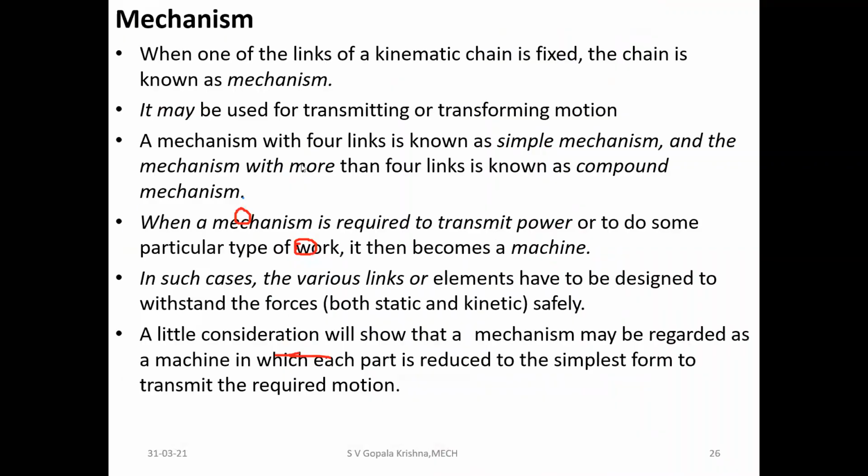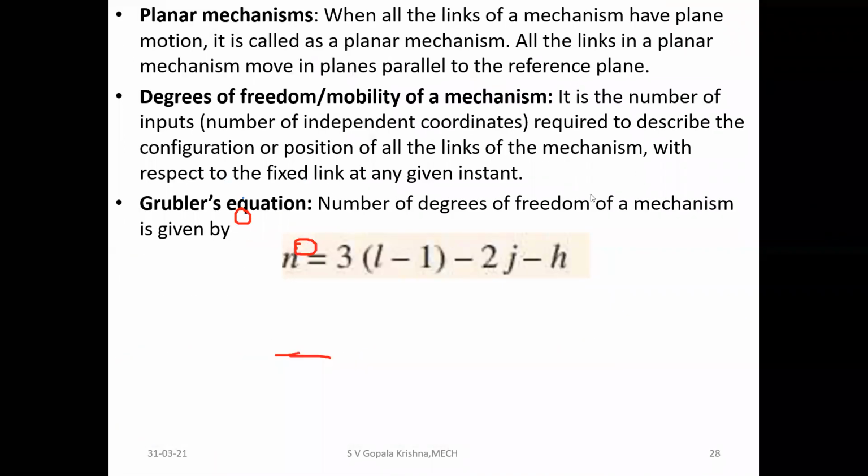Now again they are duplicating the particular PPT, that is, the mechanism. What is meant by mechanism and machine? Already said this one.